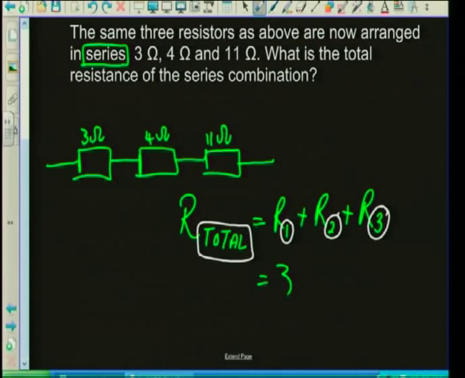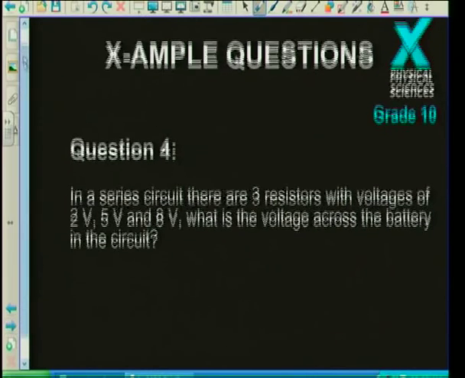This one's actually really nice because now we have 3 plus 4 plus 11. And I'm hoping you don't need your calculators for this, because 3 plus 4 is 7 plus 11 is 18. Huge difference. When we connected these in parallel, it was 1.48 ohms. It was tiny. Connect them in series, it's now 18 ohms. That's a very, very, very big resistance. Great. Okay, so ready for another question? Brilliant. Here we go.